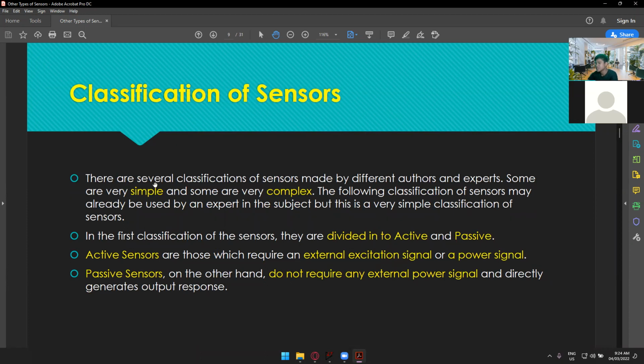So some classifications are given by different authors and experts. Some are very simple, and some are very complex. But anyway, let's just divide them into active and passive for now. Active sensors are devices that require an external excitation signal or power signal, while passive sensors, on the other hand, do not require an external power signal and directly generate an output response.